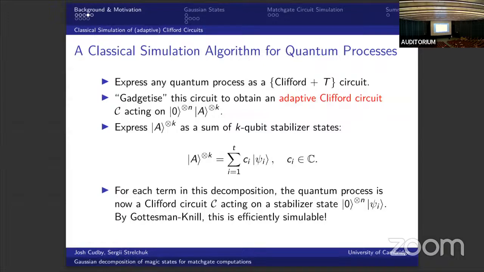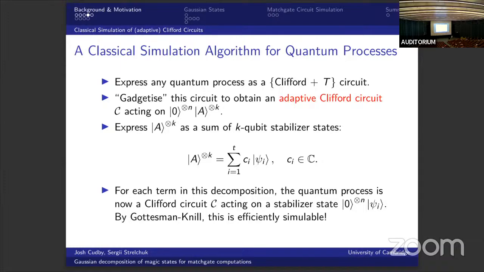Now, how does this relate to classical simulation? So here's a simulation algorithm based on this idea. We first express any quantum process you like in terms of a Clifford plus T circuit. Then we gadgetize the circuit. So we replace all the T gates with those small subroutines I showed earlier.